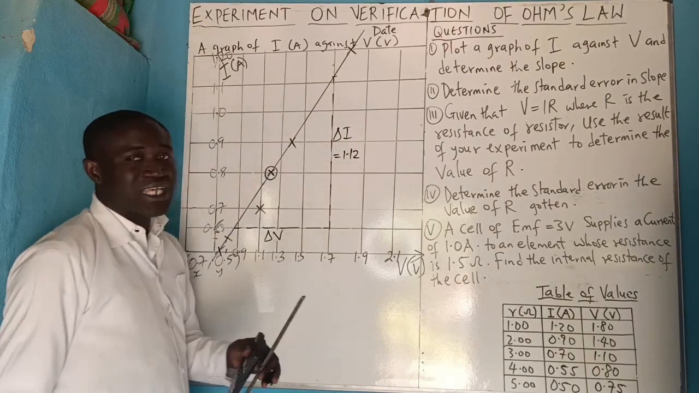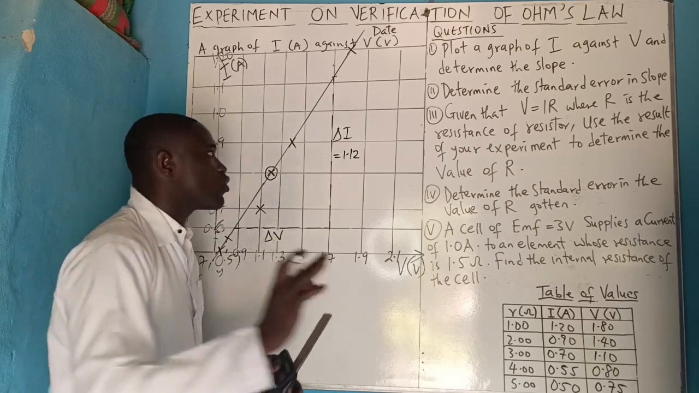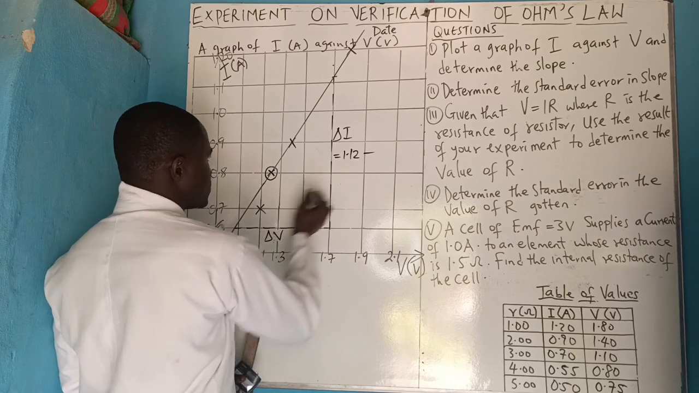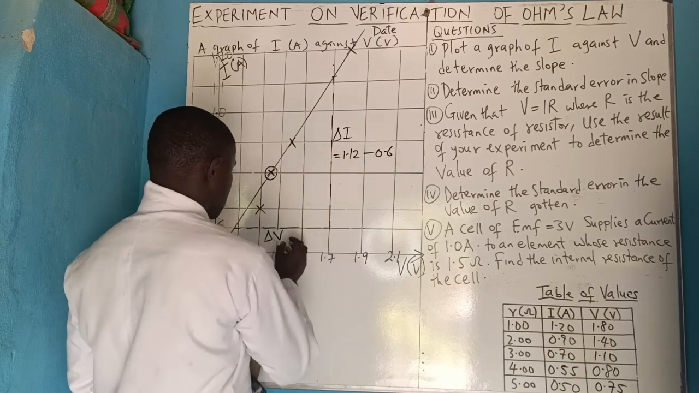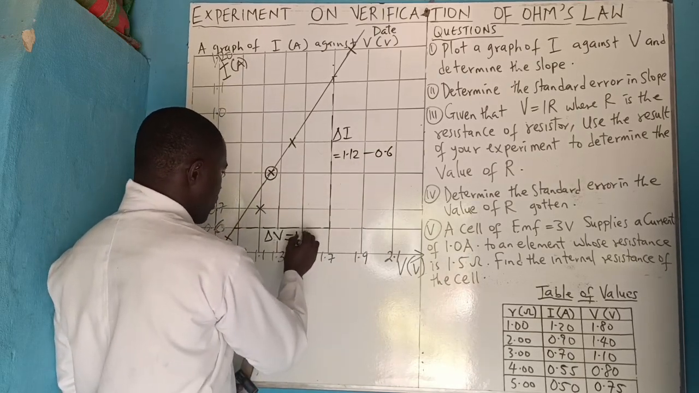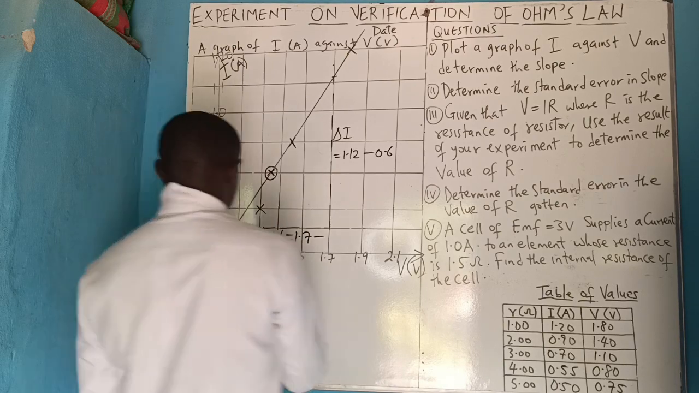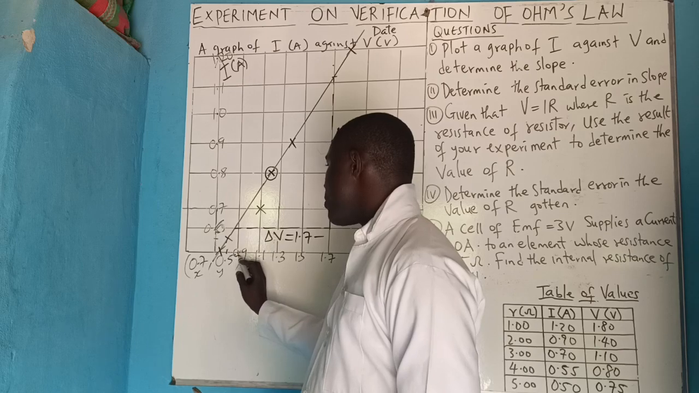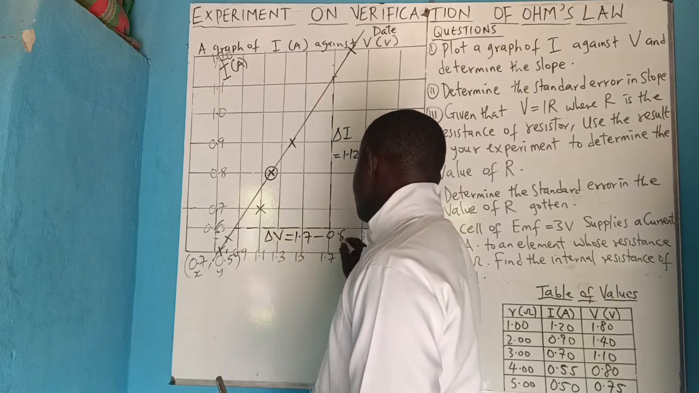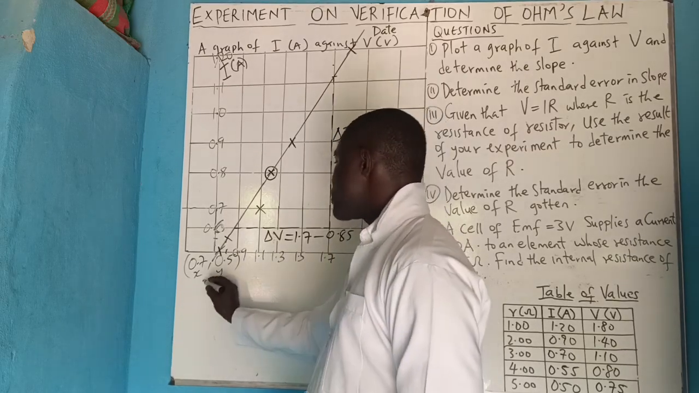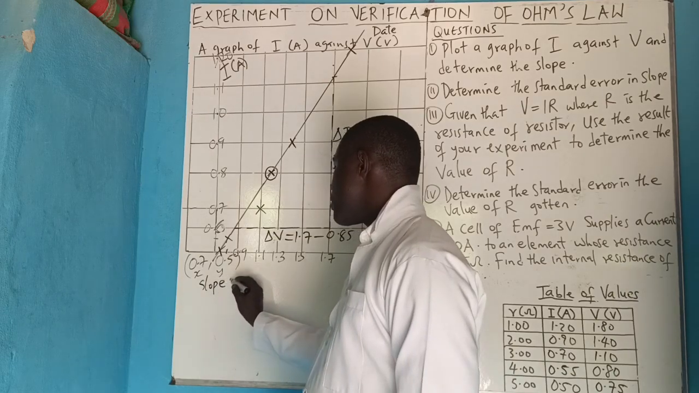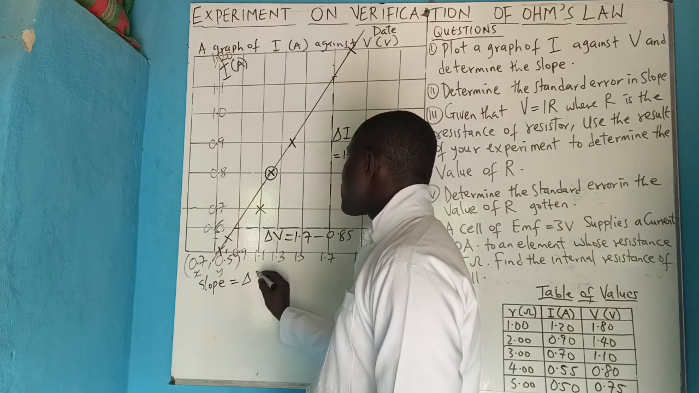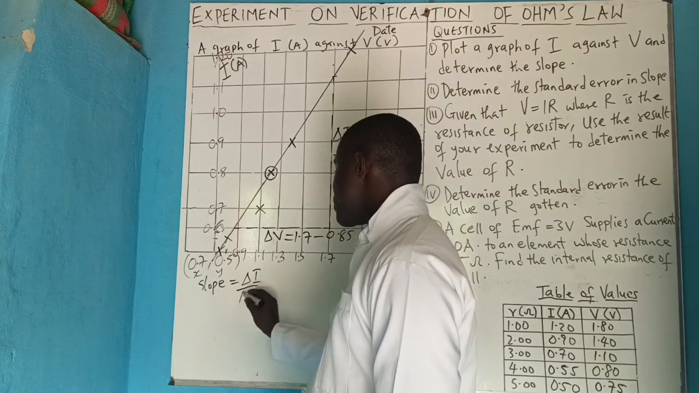We are using a sketch of the graph, so use your perfect graph to do this plotting. Then take here, here is 0.6. Take here, 1.7. Since here is 0.8 and here is 0.9, we take 0.85. We say slope is equal to change in what? I, all over change in what?